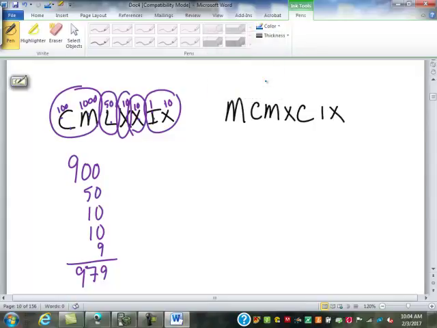So for this one, M is 1,000, C is 100. So I'm okay to put down the M. The digit that follows it is smaller than it. So I got to look at the next one. M is 1,000 again. That means, of course, I have to combine those two, because the next digit is larger.